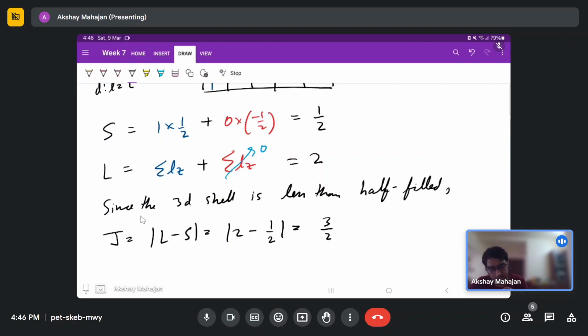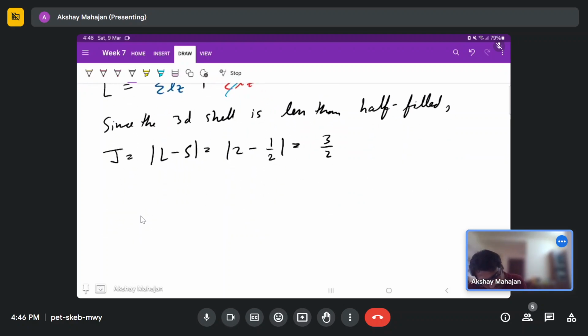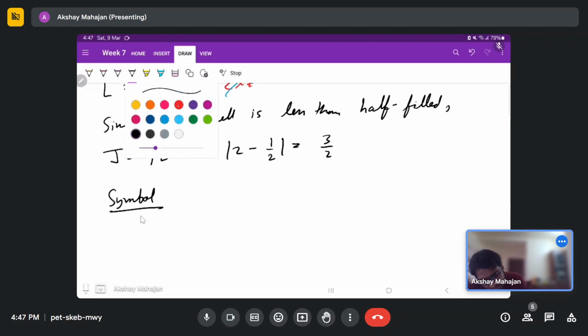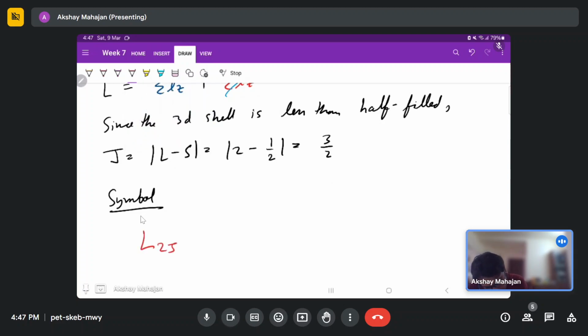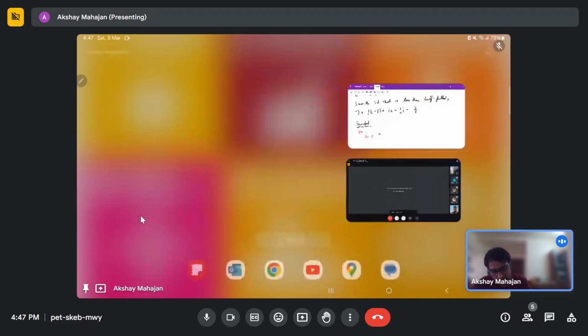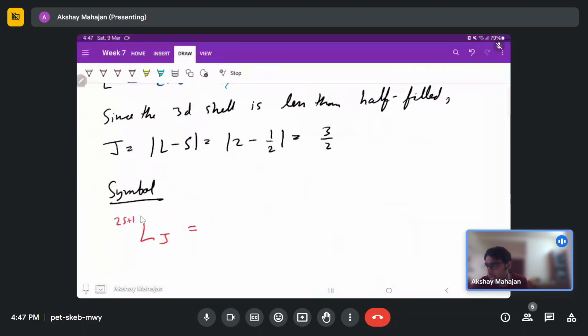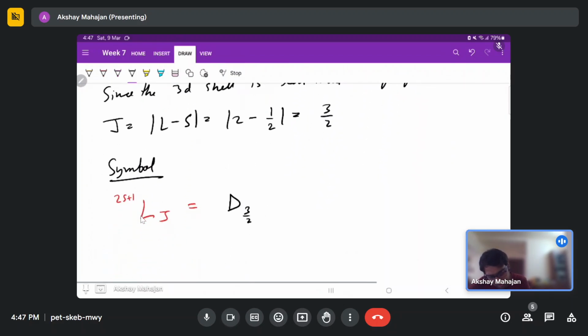So now the symbol again is given by ^(2S+1)L_J. Here capital L is 2, so that will be capital D. J is 3 by 2, and S is 1 by 2. 1 by 2 times 2 is 1, plus 1, 2. So it will be 2D 3 by 2.